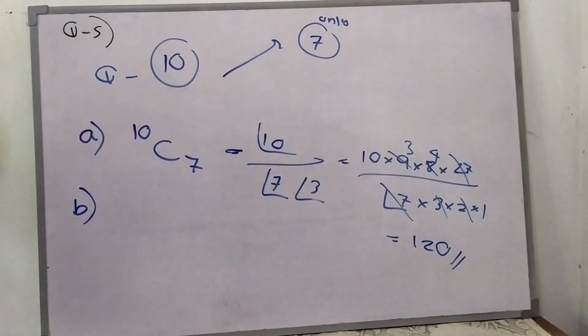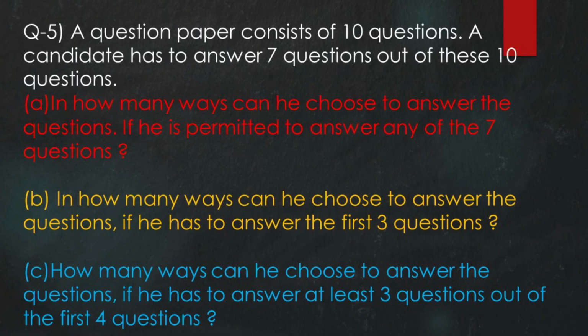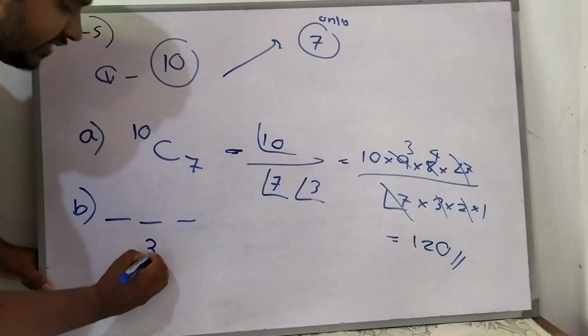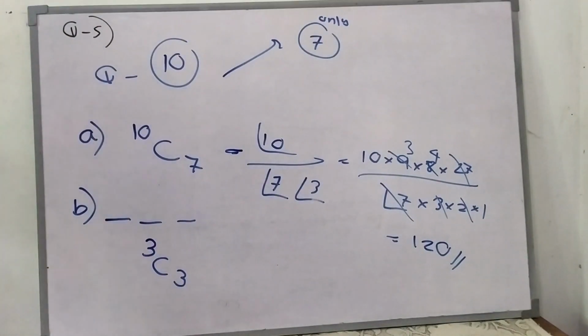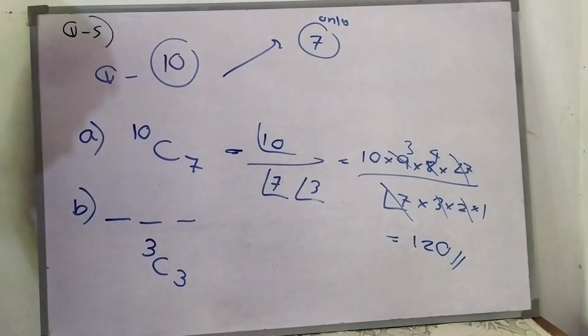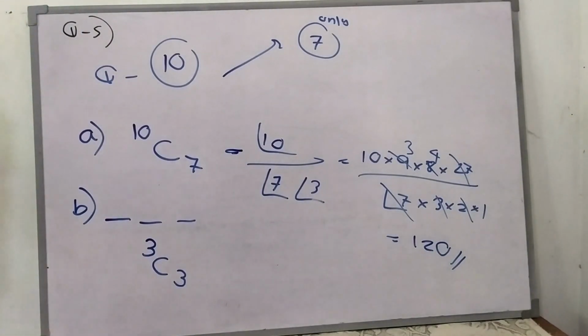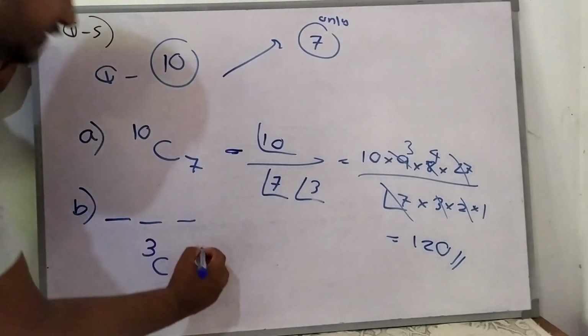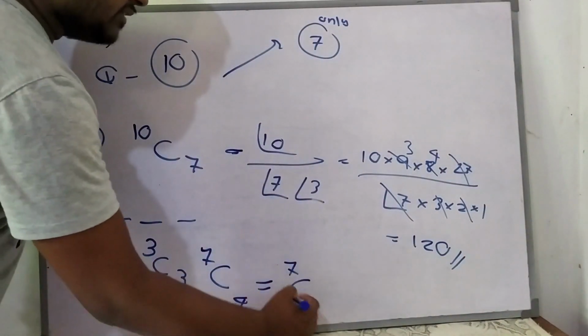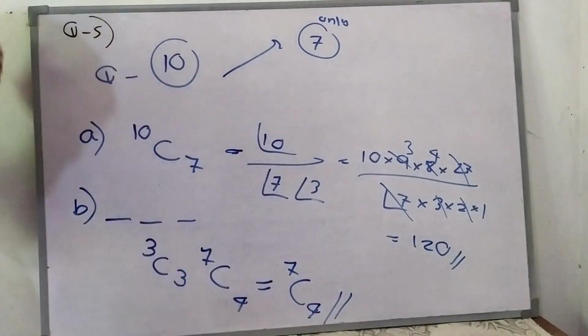Part B, in how many ways can he choose to answer the questions if he has to answer the first 3 questions? So the first 3 questions are compulsory, right? So he has no other option than 3C3, no need to write it actually. So the other 7 can vary, right? Of the other 7, he has to select only 4, no? Then the answer is 7C4.